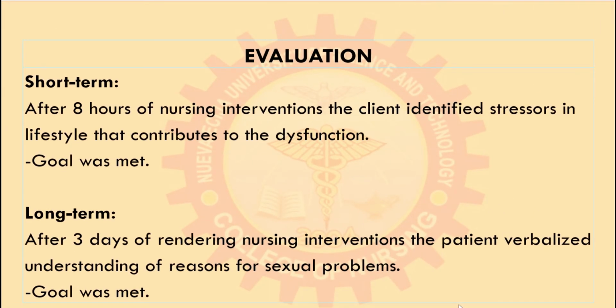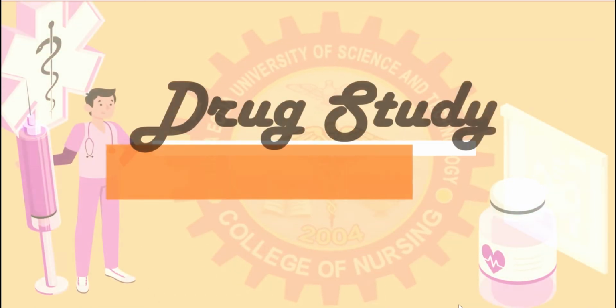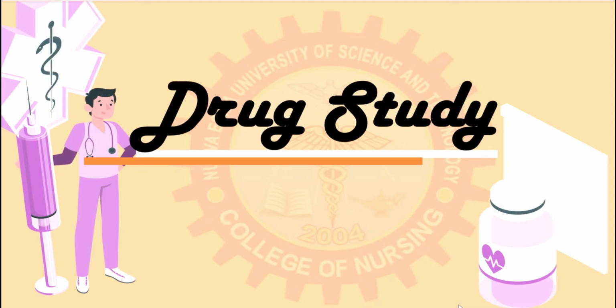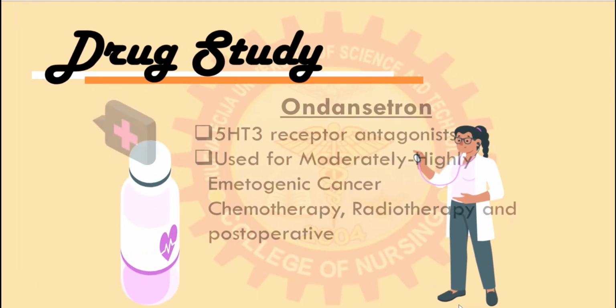For the evaluation, short term, after 8 hours of nursing intervention, the client identified stressors in lifestyle that contribute to the dysfunction. Goal was met. For the long term, after 3 days of rendering nursing interventions, the patient verbalized understanding of reasons for sexual problems. Goal was met. Chapter 5 Drug Study.